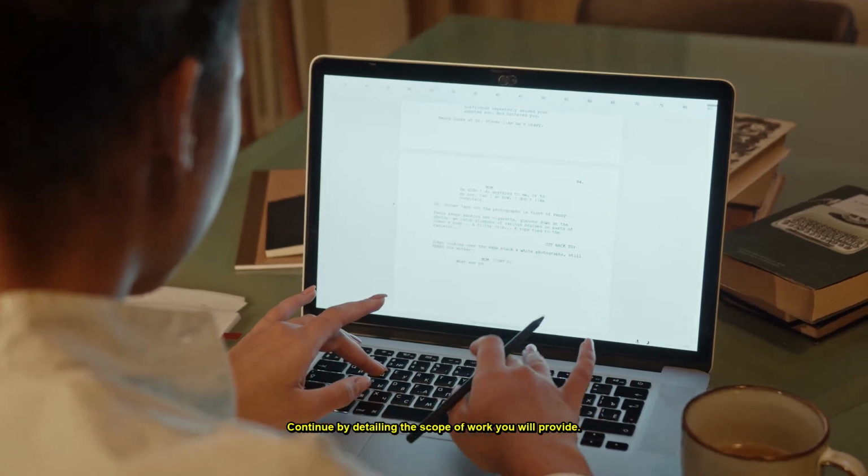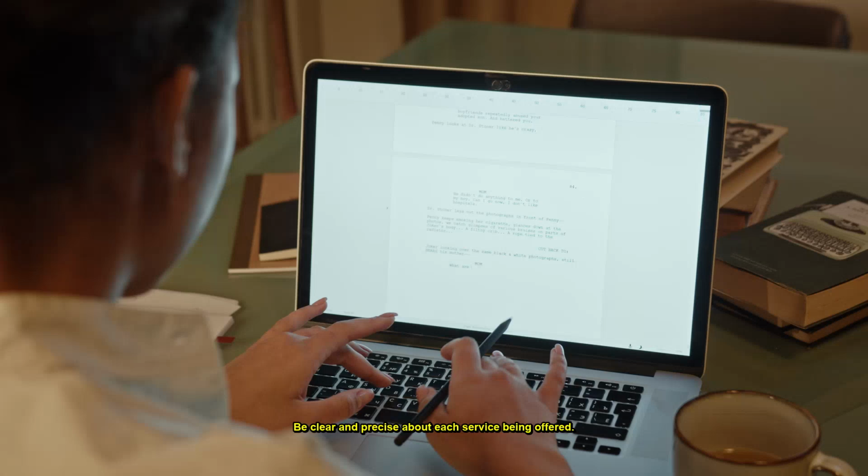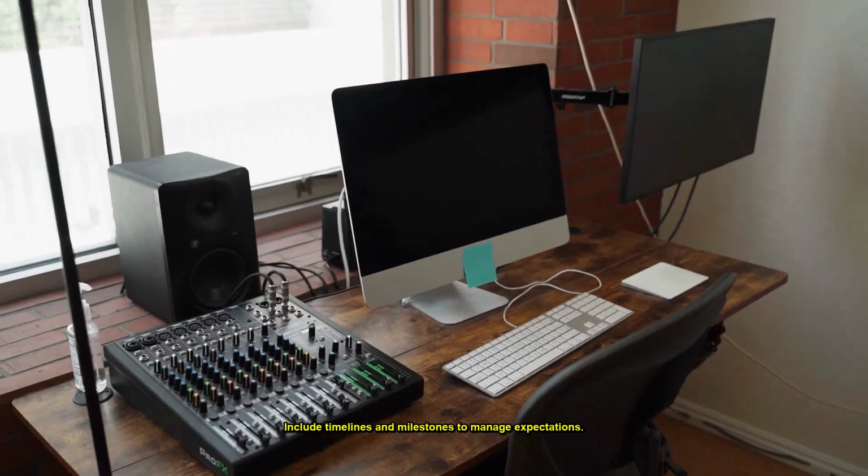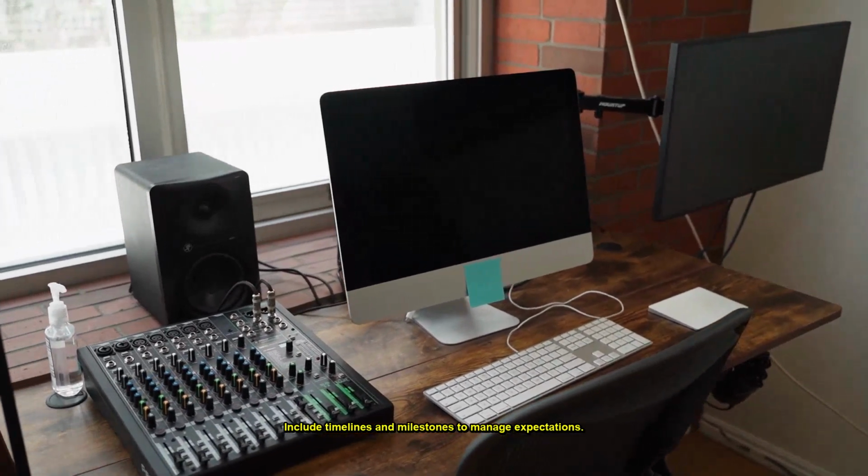Continue by detailing the scope of work you will provide. Be clear and precise about each service being offered. Include timelines and milestones to manage expectations.